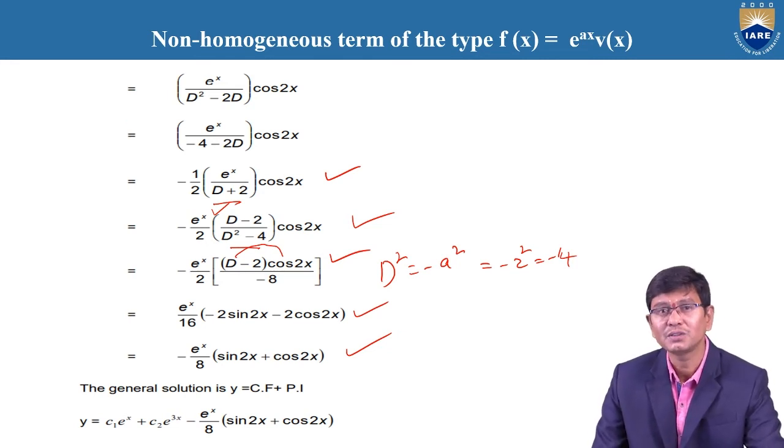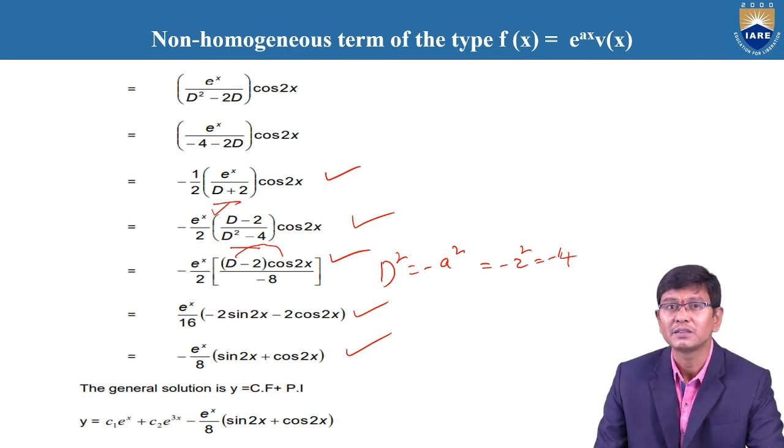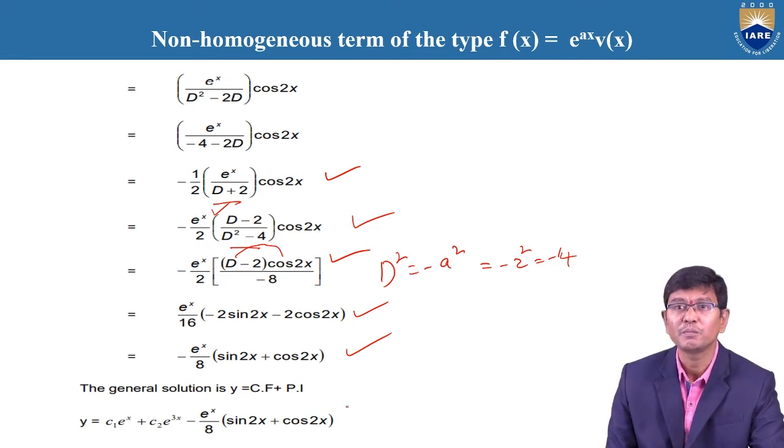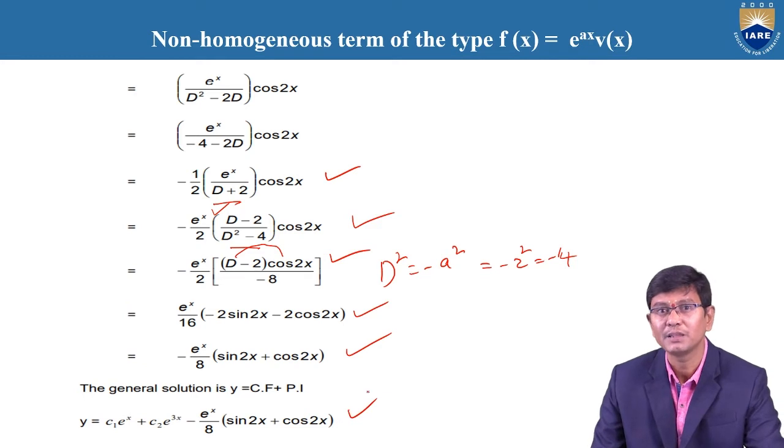Therefore, the general solution of this differential equation is the complementary function plus the particular integral together. Here it is c1 x e power x plus c2 into e power 3x minus e power x by 8 into sin 2x plus cos 2x is the value.